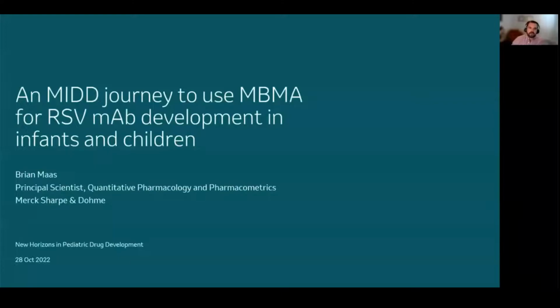My name is Brian Maas, and I work in the quantitative pharmacology and pharmacometrics group at Merck. Today, I'll be talking to you about how to use model-based meta-analysis for RSV monoclonal antibody development in infants and children.